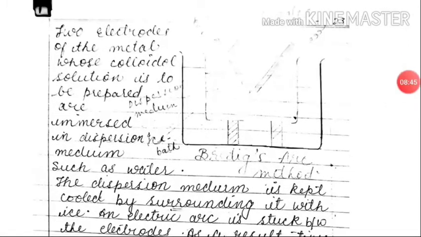First see the language, then I will explain you. Two electrodes of the metal whose colloidal sol or colloidal solution is to be prepared are immersed in a dispersion medium such as water. The dispersion medium is kept cooled by surrounding it with ice.